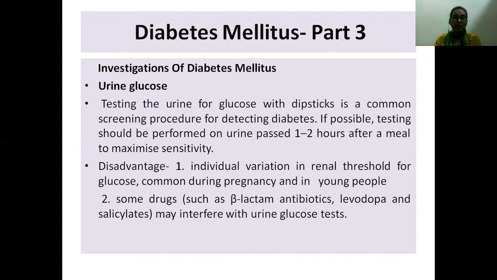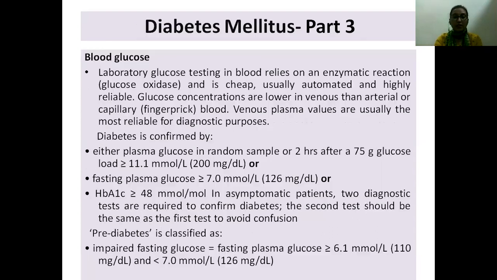There are some disadvantages. That's why it is not considered a confirmatory test for the diagnosis of diabetes mellitus. Individual variation in renal threshold for glucose, which is common during pregnancy and in young people. And some of the drugs which interfere with urine glucose tests are beta-lactam antibiotics, levodopa, and salicylates. Because of these disadvantages, it is not considered a confirmatory test for the diagnosis of diabetes mellitus.